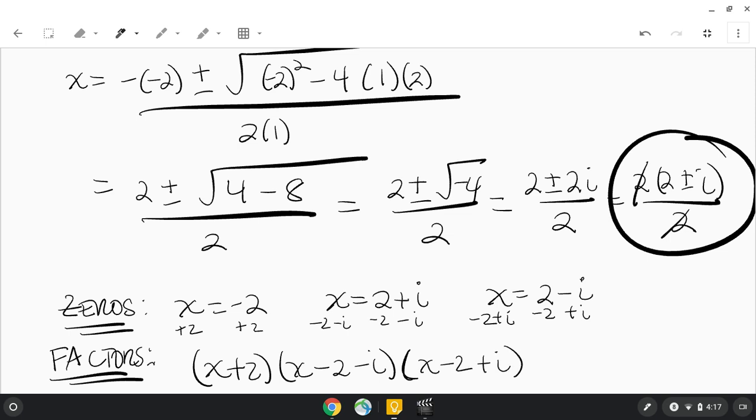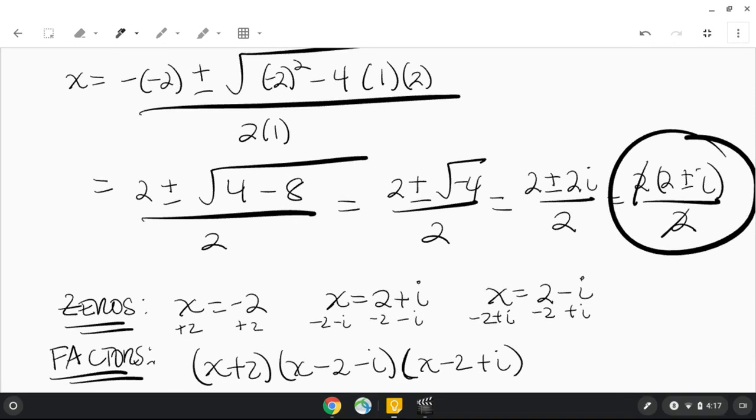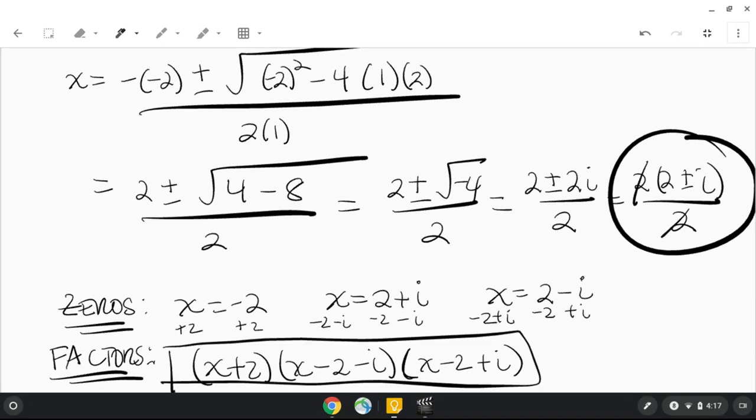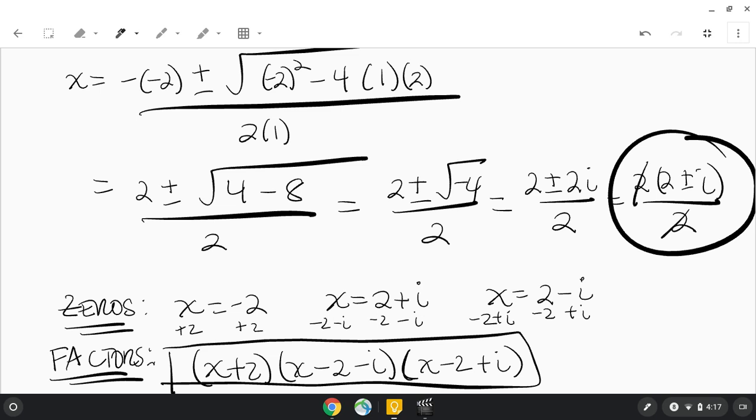So here we see that these are all linear factors, meaning that you don't see an x squared. Okay, so we have factored completely.